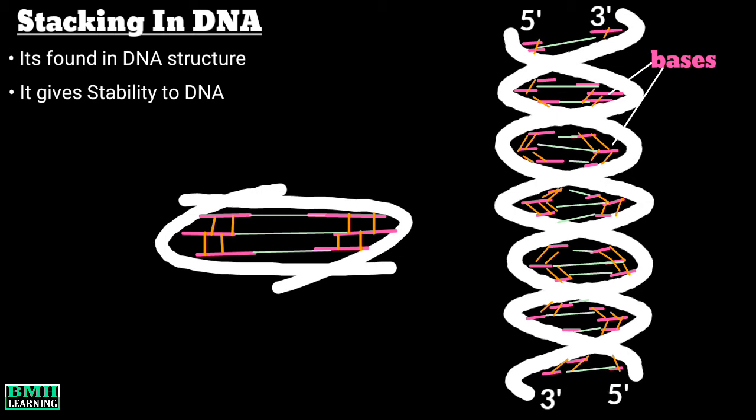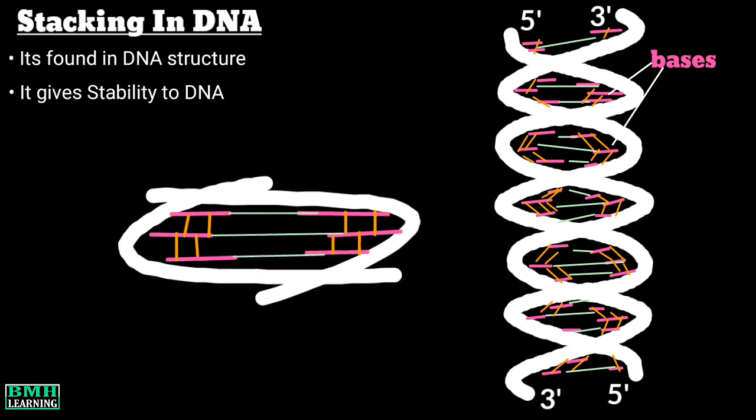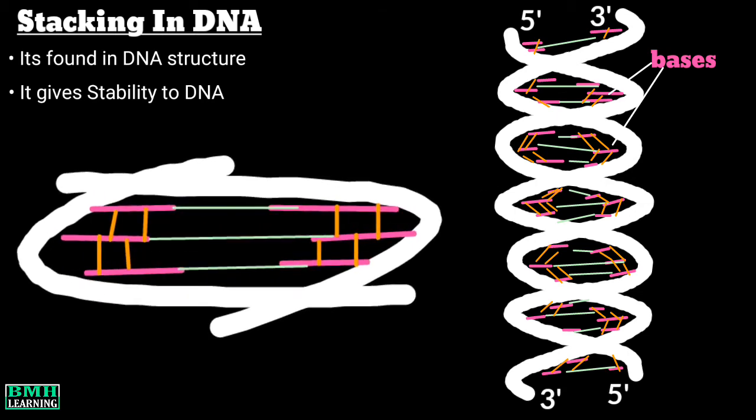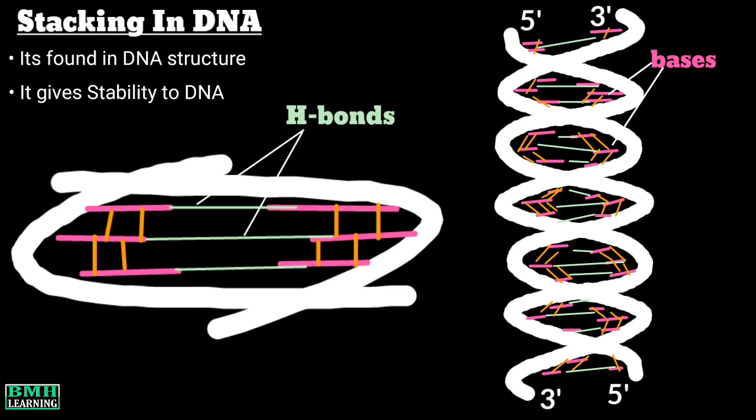So we have two strands of DNA, and they are connected to each other with the help of these hydrogen bonds, which are joining two bases from two anti-parallel strands. This bonding is crucial for the stability of DNA. But apart from this, there are other interactions in DNA structure which are very significant for DNA stability. And those interactions are called stacking interactions.